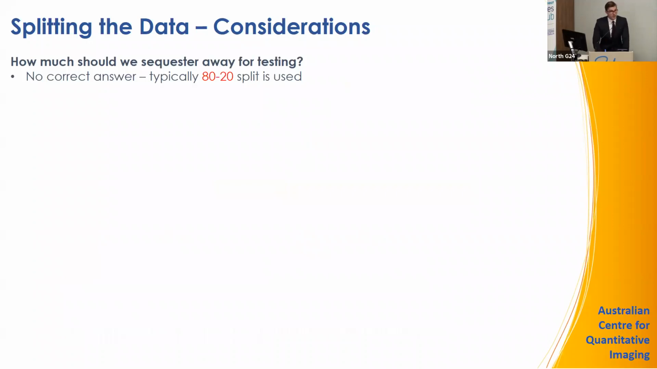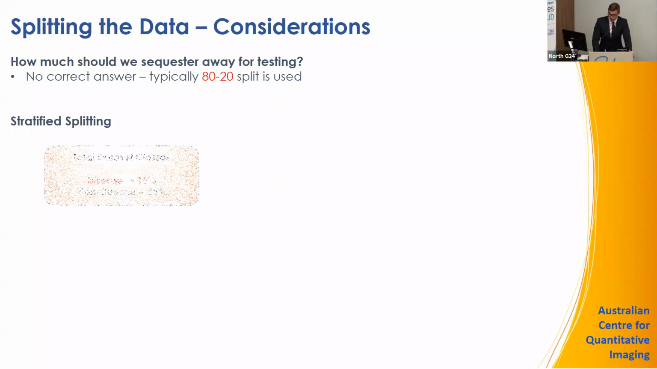There are some considerations you might want to make when splitting your data. The first question you might ask is, well, how much do we sequester away for testing? And there really isn't a correct answer here. Typically an 80-20 split is used, but 70-30, 75-25 are common examples as well.